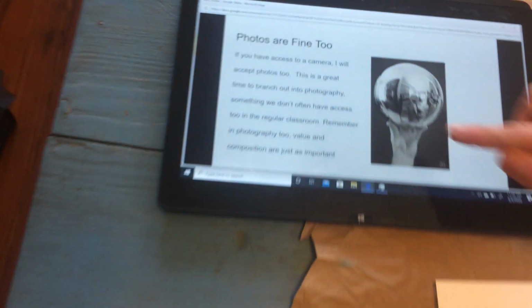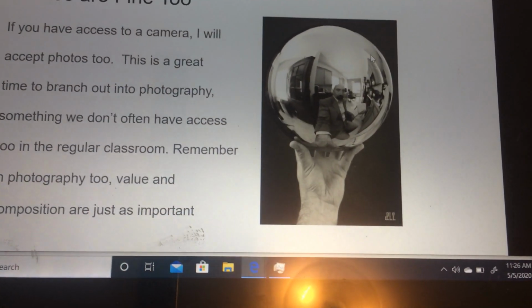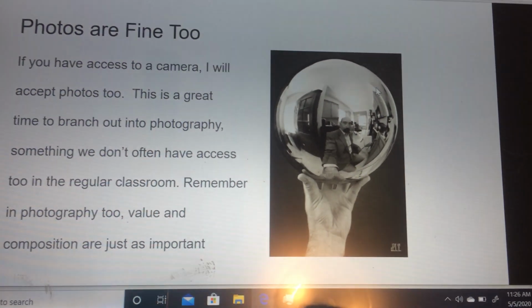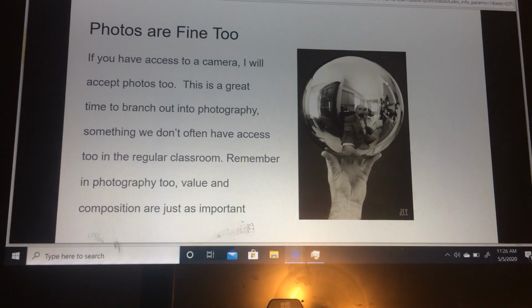And here I've also included at the end an example of a photograph that was taken to simulate what M.C. Escher was drawing there. So I'm excited to see what you do.